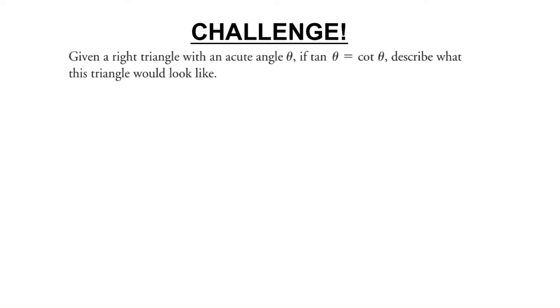And if you're up for a challenge, here's the challenge problem. Given a right triangle with an acute angle theta, if tan theta equals cotangent theta, describe what this triangle would look like. So we know it's a right triangle. We have some angle where the tangent is equal to the cotangent. What might that triangle look like? So you can pause the video and see if you can come up with what this triangle would look like.